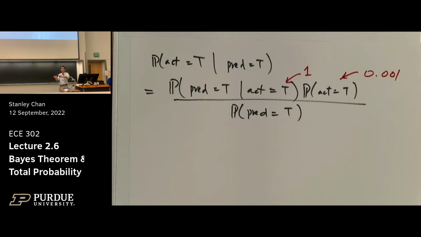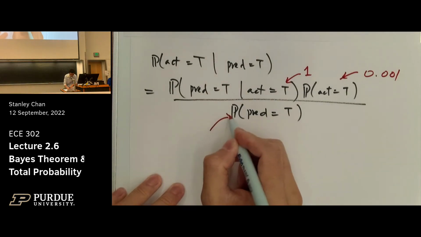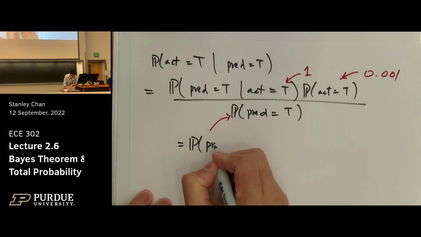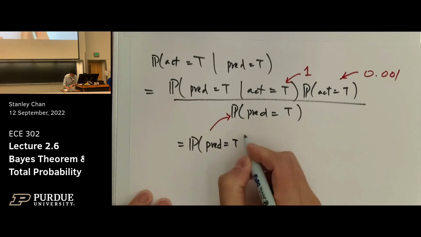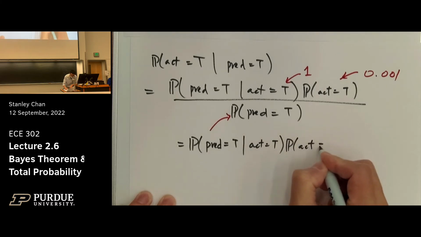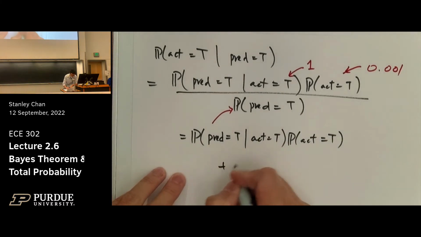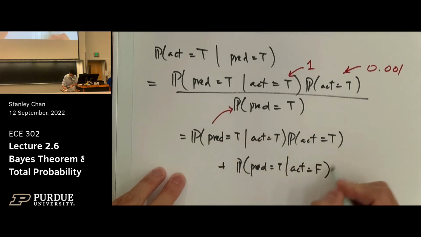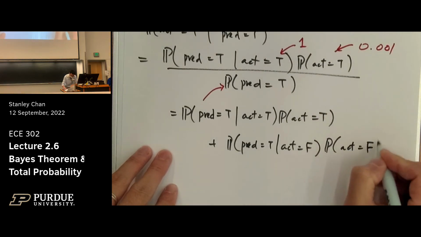But don't worry, according to the previous example, the probability of winning the game, you can always decompose it into smaller events, and you can sum them up. That's the law of total probability, and we can apply the same trick over there to calculate this. So what is this? This probability of prediction is true. So this is the probability that prediction equals true, given that your actual is true times probability of actual is true, plus the probability of prediction is true given that the actual is false, times the probability that the actual is false.